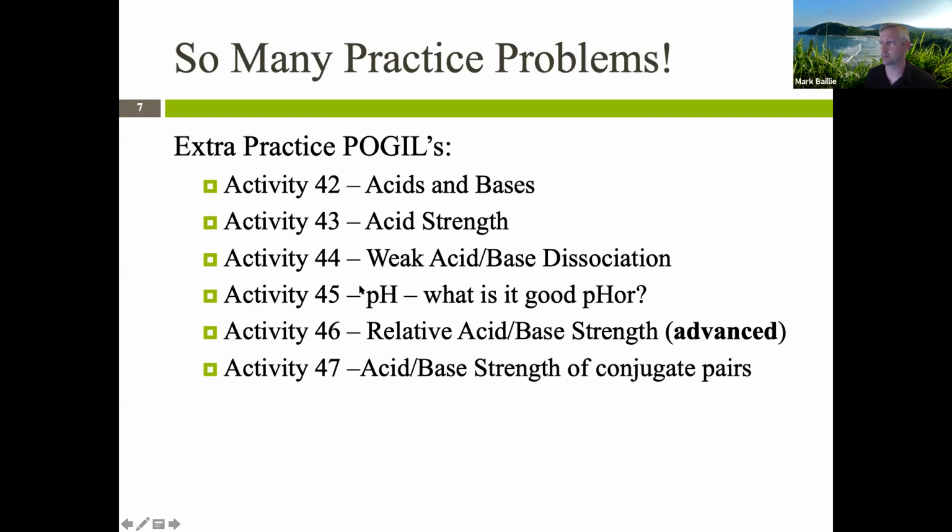How do we calculate pH? These log scales are really difficult to calculate, and so this gives you a lot of practice, which is activity 45. Activity 46 is a more advanced topic: why is it that this compound is a strong acid and this one's not, or this one's stronger than this one? This talks about the molecular information behind why that is. And then this one talks about conjugate acid base pairs, and it gets into buffers, which we'll be doing, I think, next week. So these are some really good practice problems for y'all.